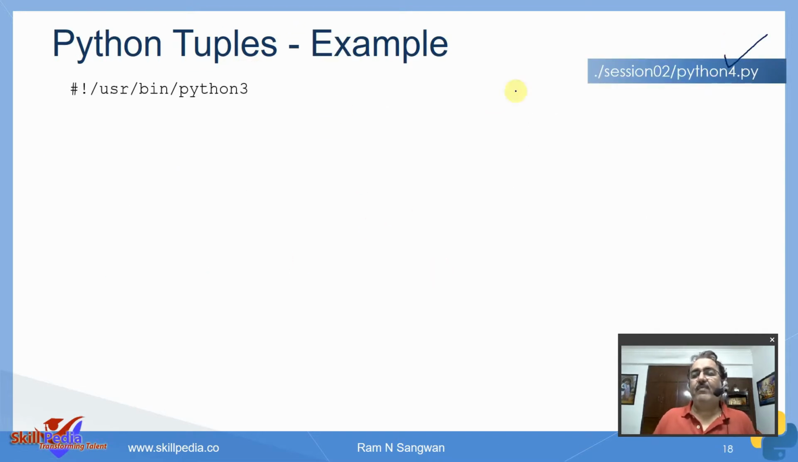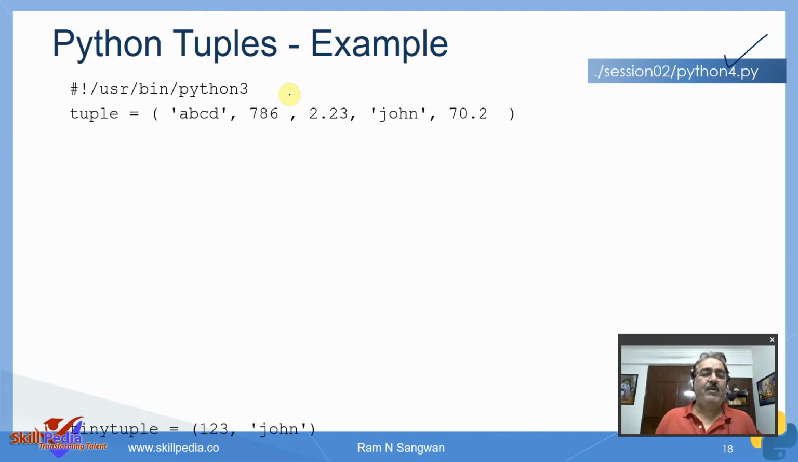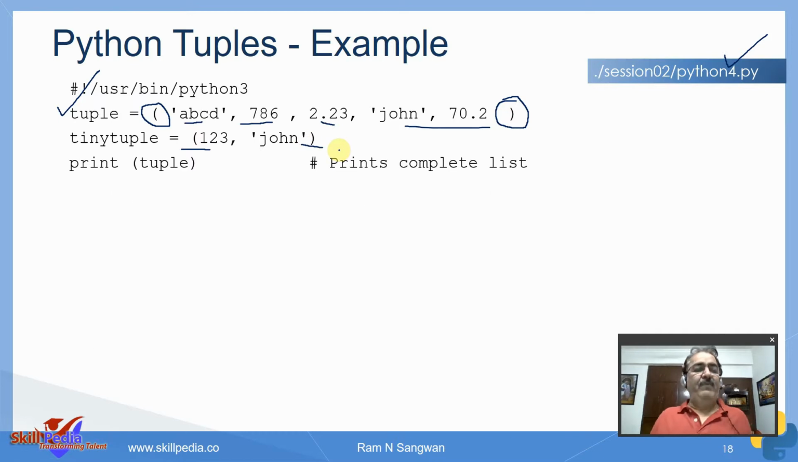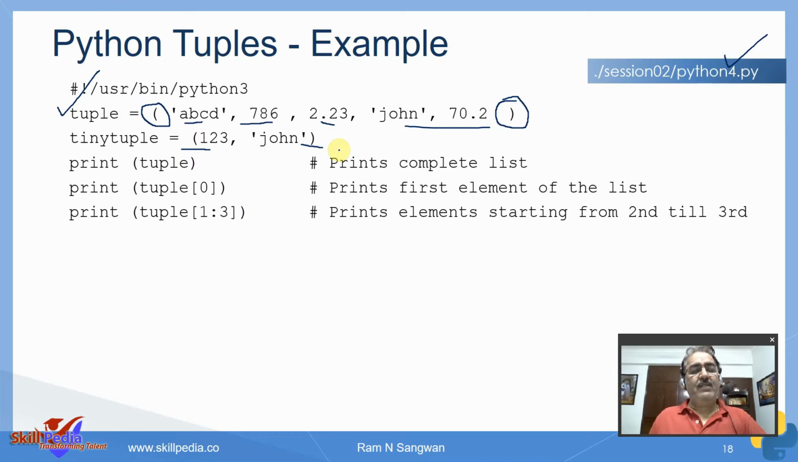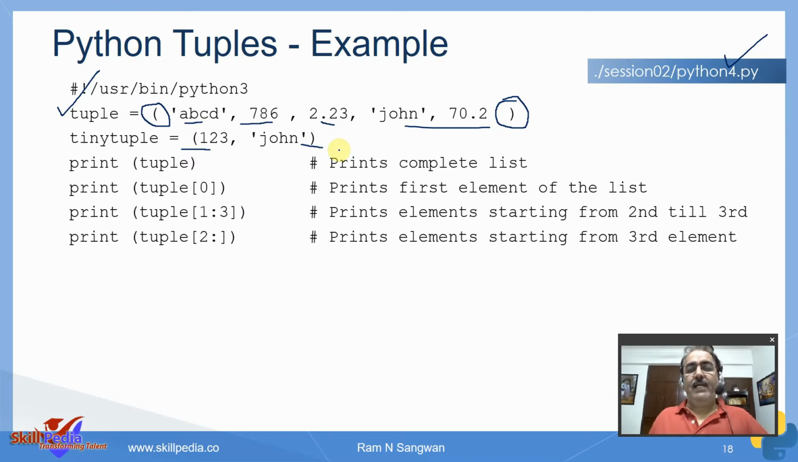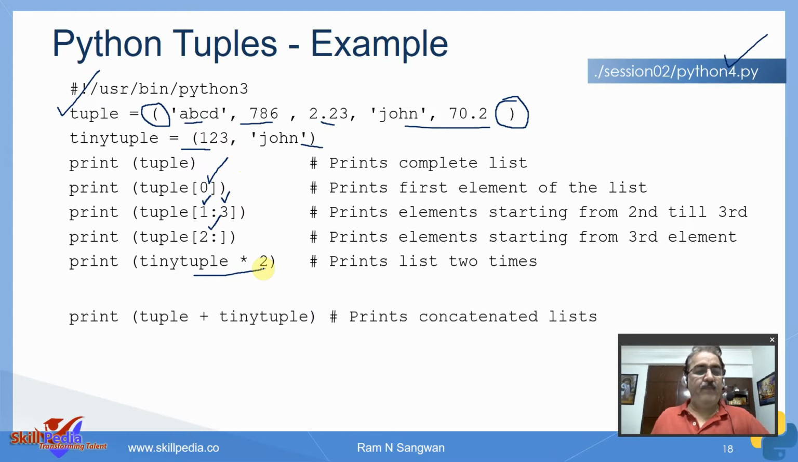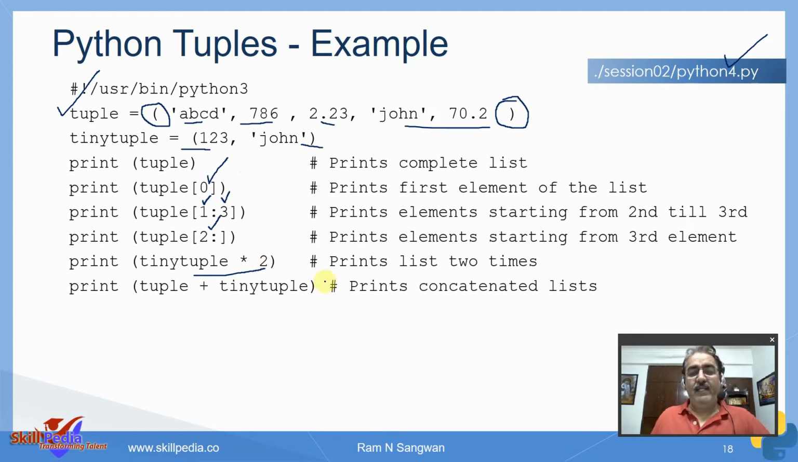This is example number 4, Python 4, an example of tuples. Tuple ABCD 786 is the same, but putting them into parentheses. That's the only difference. And tiny tuple. So we are printing the same. Now onward the process is the same, except that they are not updatable. Operators are the same. Element number 0, 1 to 3, 2 onward, printing it twice. And concatenated lists or concatenated tuples.